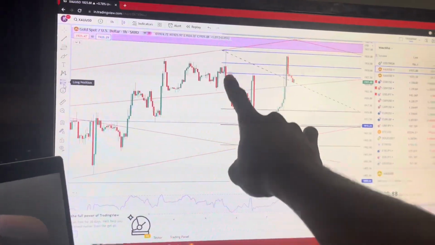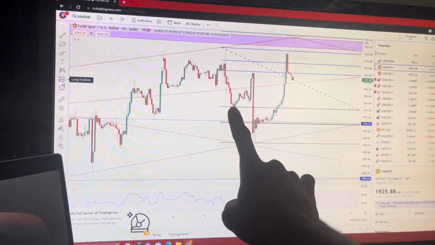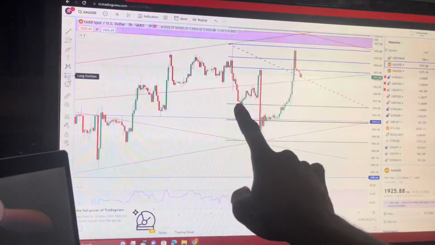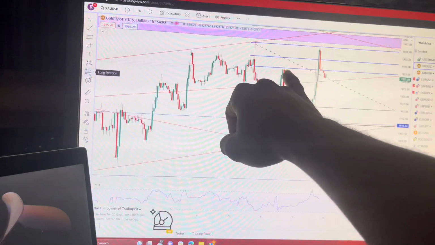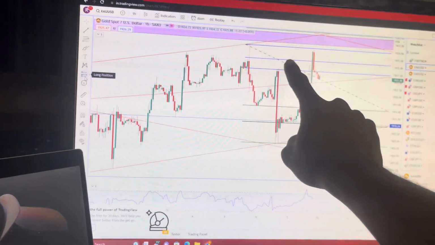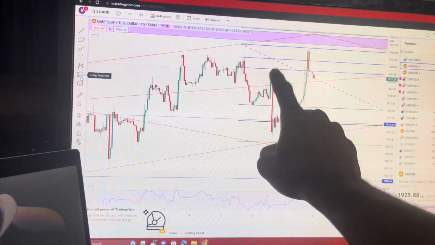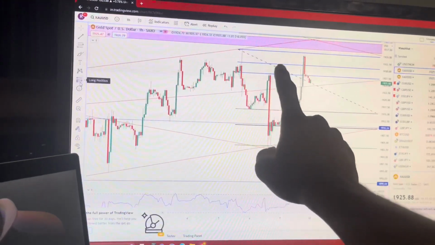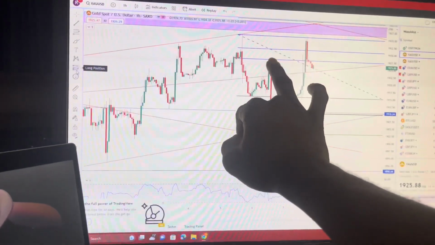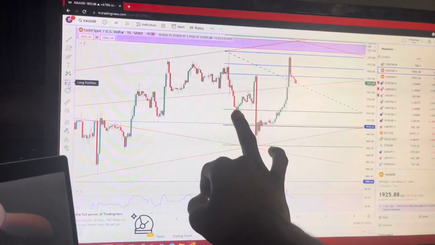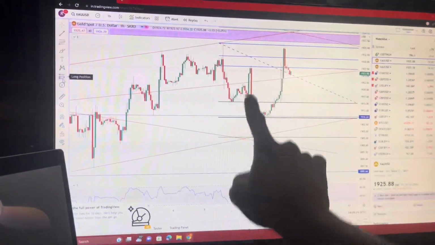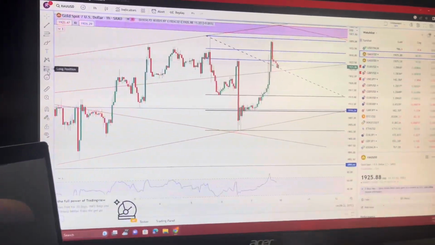So you draw it from here down to this place, then expect it to reject at the 0.6 line or the 0.7 line. Now you can see that it rejected at the 0.6. This is the rejection point. So this is the Fibonacci retracement, and this is the extension. So that is just how it is.